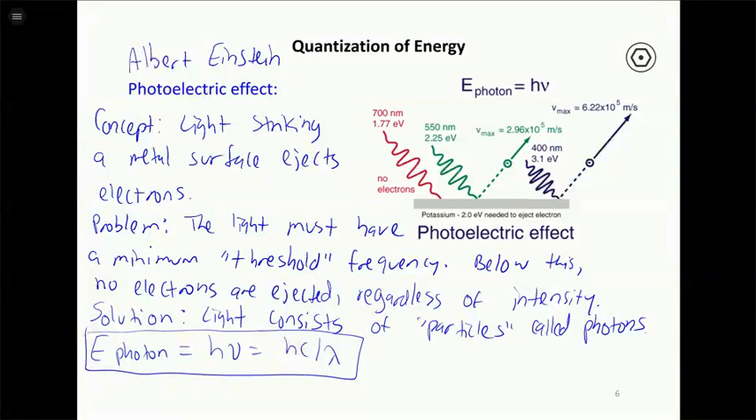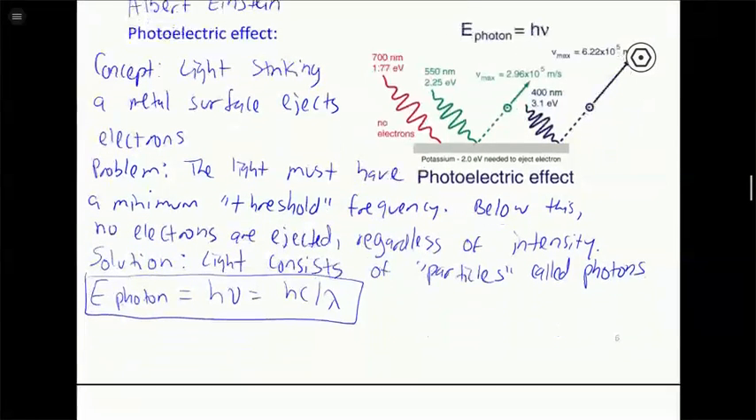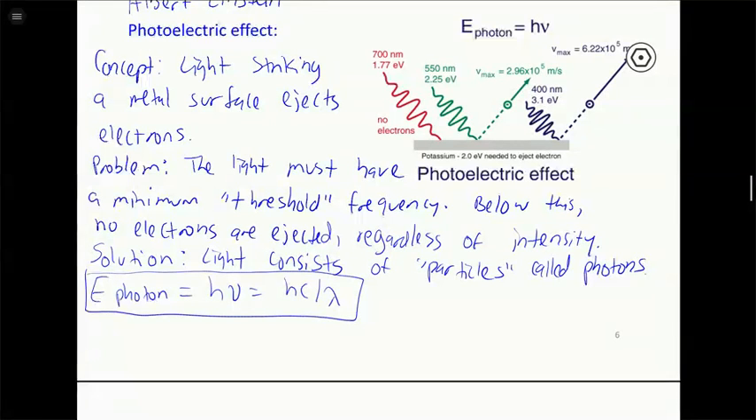So once you get past the threshold frequency, you do see electrons ejected from the surface, but if you increase the intensity of the light, you don't see the electrons coming off faster, you just see more electrons coming off. So essentially each individual photon can eject one electron, and the energy of the electron that comes off depends on the energy of the single photon that hits it. So that's the concept of light being comprised of little particles of energy called photons.